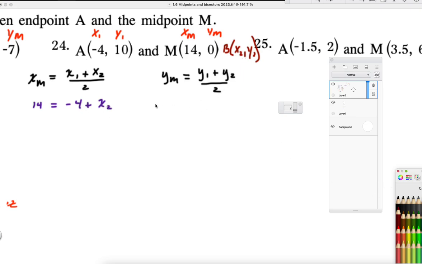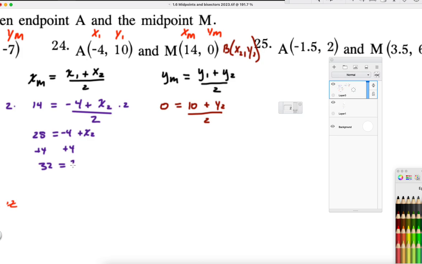My y sub m, let's go, 0 is my y sub m equals y sub 1 is 10 plus y sub 2 divided by 2. Oh, I forgot to divide, I got ahead of myself. Don't forget to divide this by 2 over here, right? Okay, so now we're going to multiply both sides by 2. 28 equals negative 4 plus x sub 2. So 32 is my answer here.